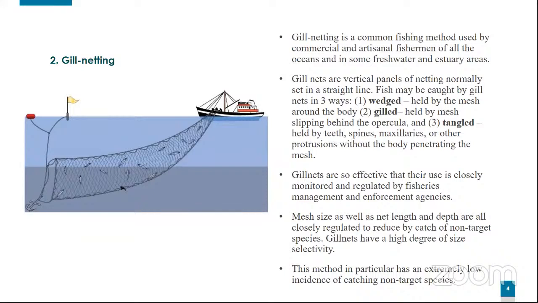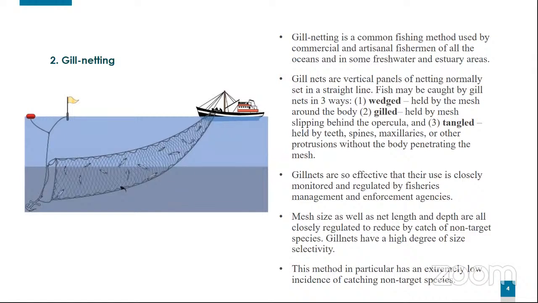So gill nets are so effective that their use is closely monitored and regulated by fisheries management and enforcement agencies. Mesh size as well as net length and depth are all closely regulated to reduce bycatch of non-target species. Gill nets have a high degree of size selectivity. So this method has an extremely low incidence of catching non-target species.